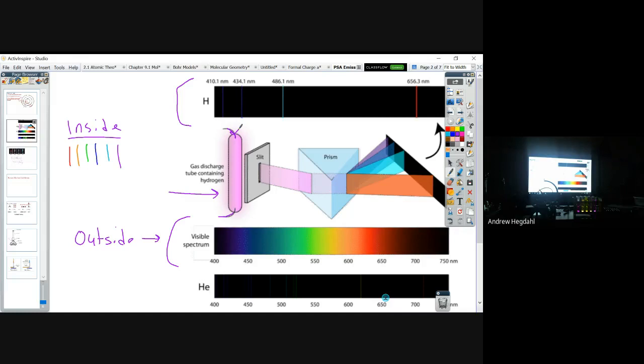So now what we're going to do is we're going to move on to our lab. All right? So if you would, just put your spectroscopes back in the bin, and we'll transition to how to do our flame test lab.